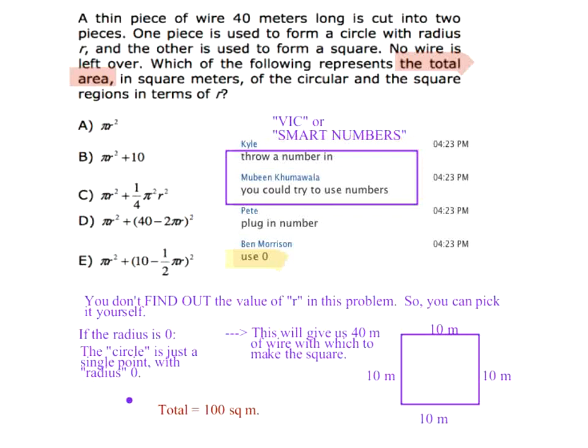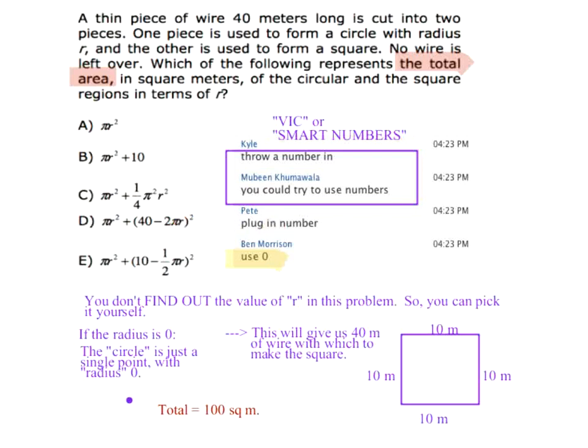What do we do with the answer choices? I mean, the answer choices don't say 100 square meters. They have random expressions of pi and r everywhere. So who can tell me what we do with those? Yeah, you take the same thing you plugged in, right? Because that's the point of this method, is that r is not r anymore. At least for the moment, r is 0.